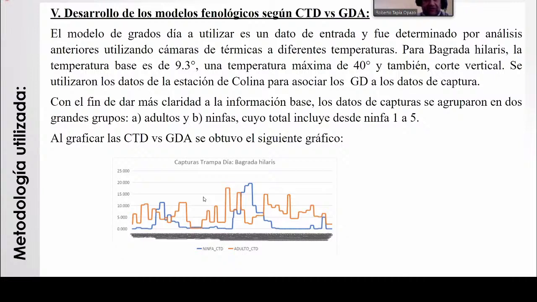We used data from the Colina station to associate degree days to the catch data. And in order to give greater clarity to the base information, the data on captures were grouped in two large groups, adults and nymphs, which includes a total of nymph 1 to nymph 5. And once we graph that, comparing captures and degree days, we have the graph. The nymphs are blue, and the adult is orange.